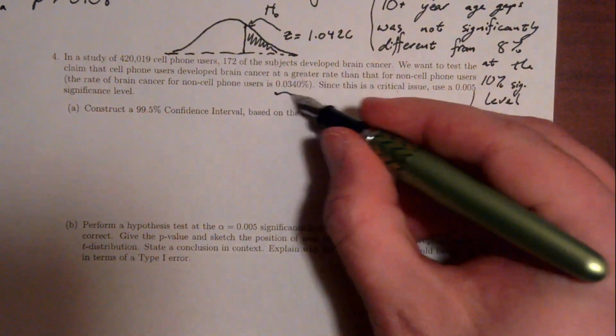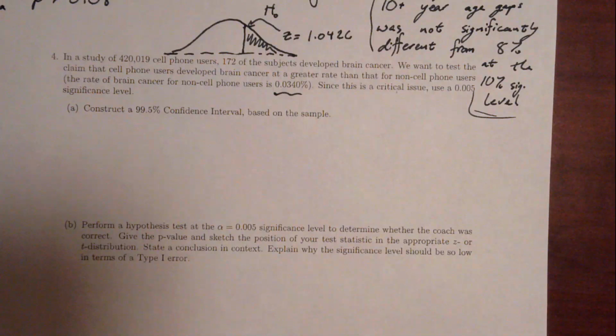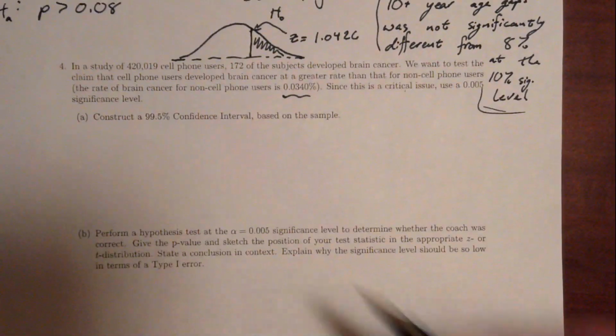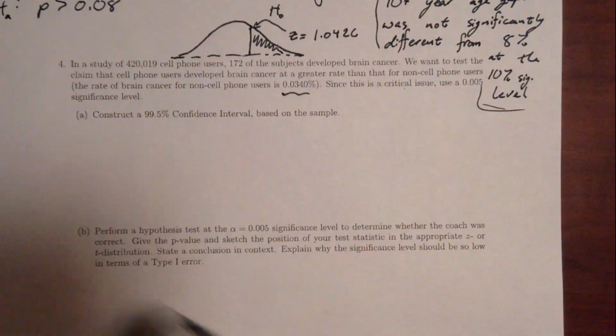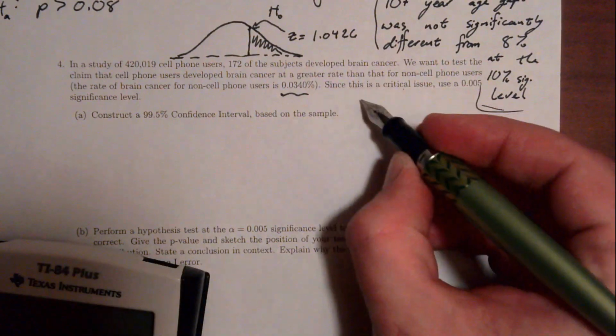So we want to test the claim that cell phone users developed brain cancer at a greater rate than that for non-cell phone users. And for non-cell phone users, whoever those people are, apparently the rate is 0.0341. And because this one is not a joking matter, this one is serious, we're talking about brain cancer here, we have to make sure to tighten the screws a little bit. So make it a little bit stricter. So that means lower significance level, higher confidence level. Okay. Well, in any case, this is again proportion, so this is going to be a z distribution.